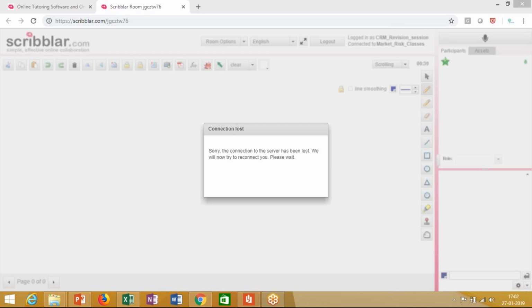Okay, so there's a bit of a connectivity issue. Just give me a couple of minutes, just let this whiteboard connect to the server. We'll just get started in a couple of minutes. Just give me 2 to 3 minutes.